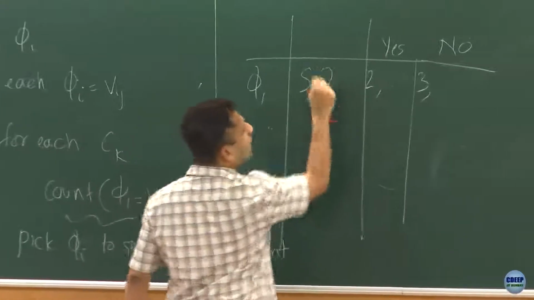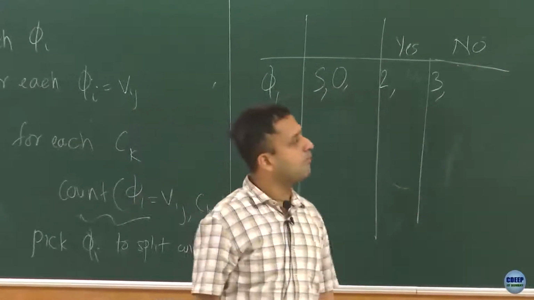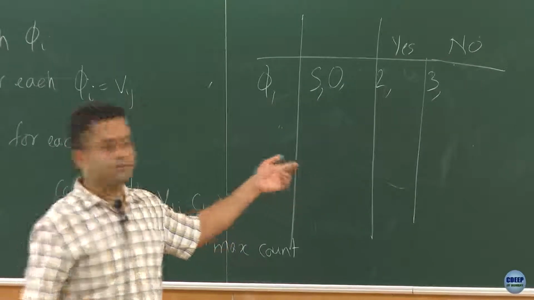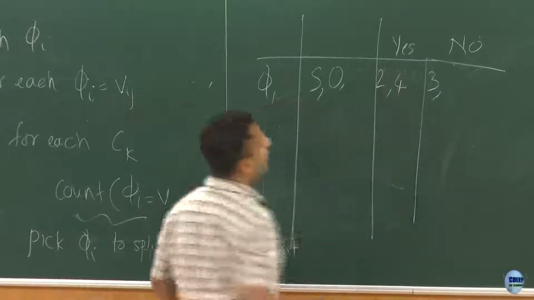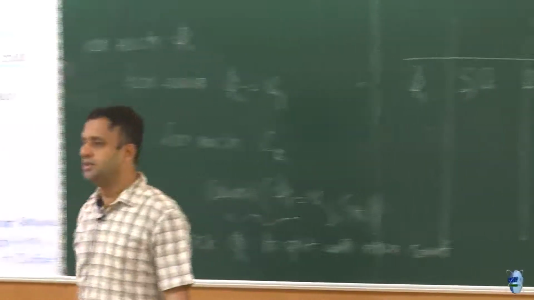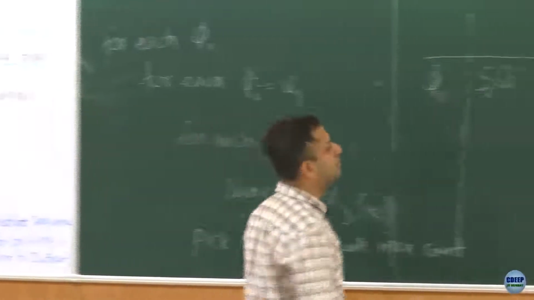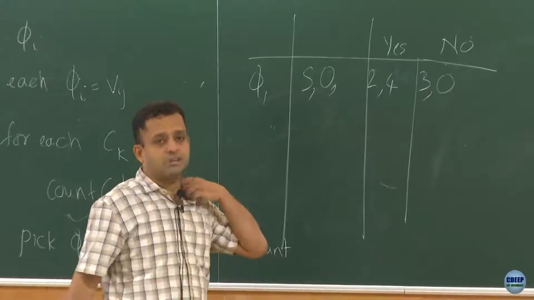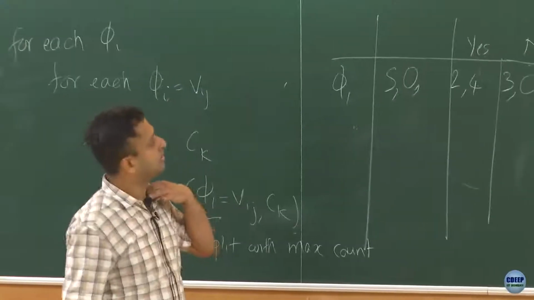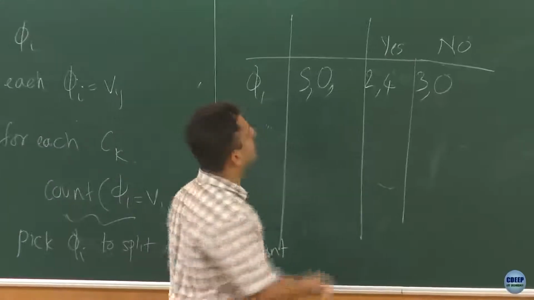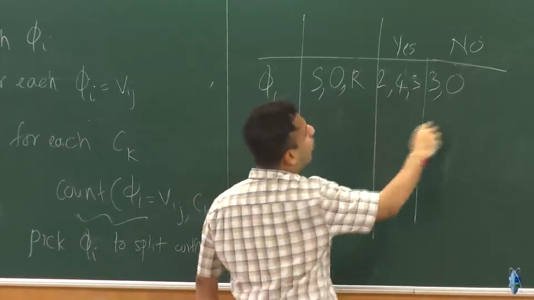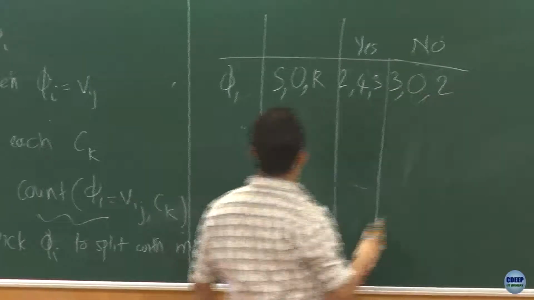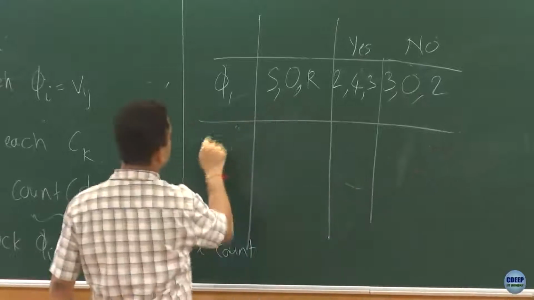How often does overcast occur with playing tennis? 4. And with not playing tennis, how often does overcast occur? 0. And the third value, which is rain, how often does rain occur with playing tennis? 3. And no? Twice. Okay. So I did this for phi 1.